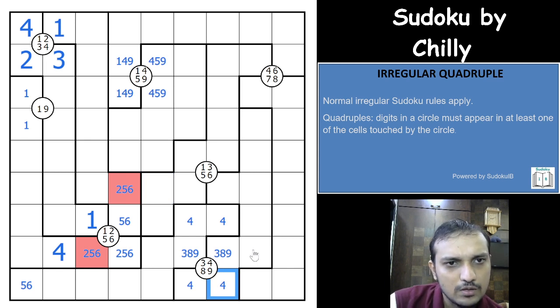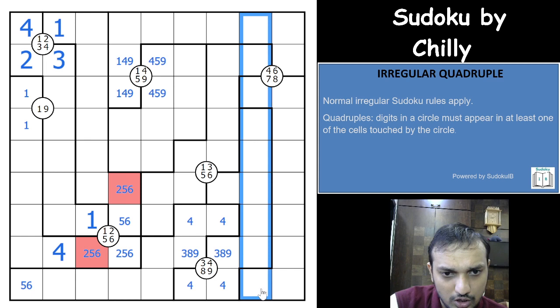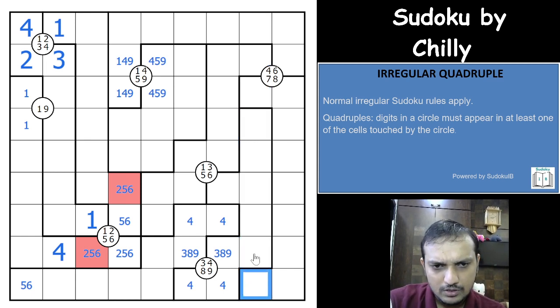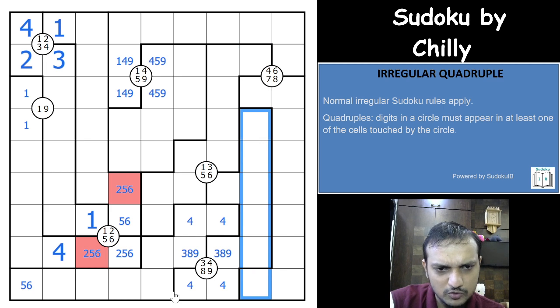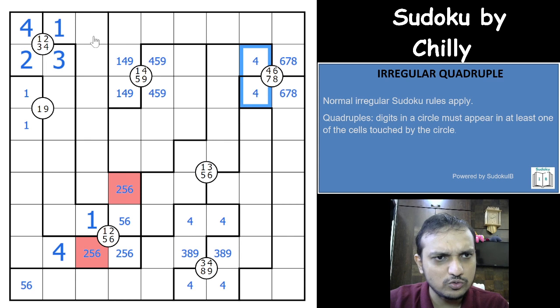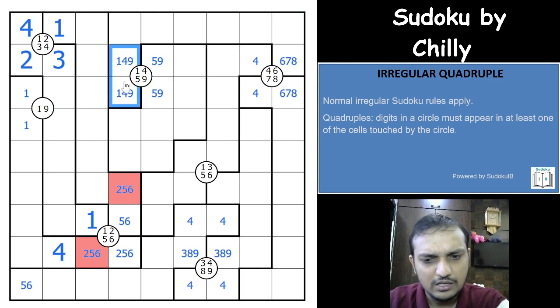Okay, that's awesome. If you see this column, 4 cannot be here. 4 cannot be in any of these cells because 4 has to be in one of these two cells. 4 cannot be in this cell because of this. 4 would have to be in one of these two cells. So this is 6, 7 and 8. So when you have 4 in one of these two cells, this 4 would have to be in one of these two cells. So this is not a 4. 5, 9 and 1, 4 pair.